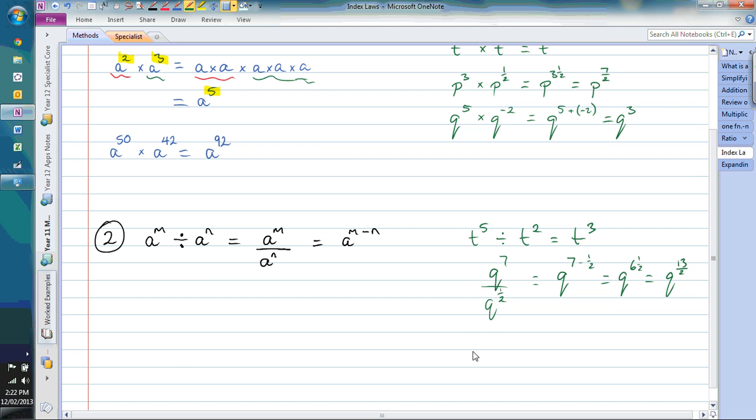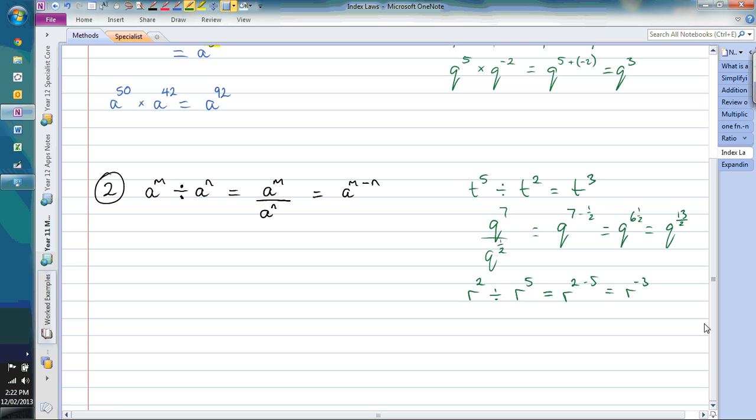And you can even have it where the second term is bigger than the first term. In this case, I'd have r to the power of 2 minus 5, or r to the power of negative 3. Negative indices are allowed.